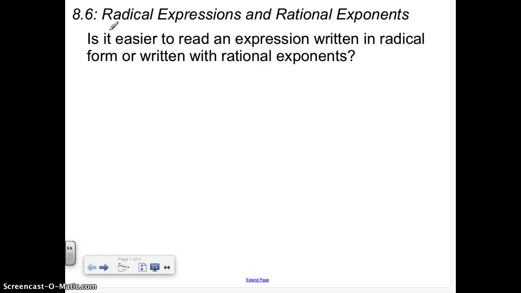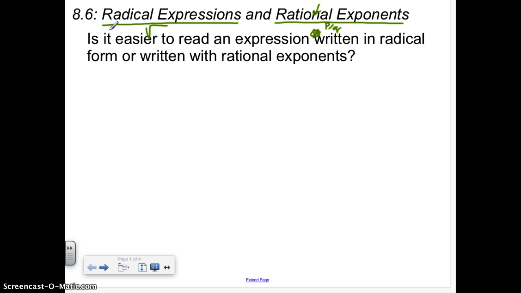Okay, so 8.6 is radical expressions, so that's one part of what we're talking about. And rational exponents. That sounds kind of cool, a little tongue twister of sorts, but really what we're talking about is radicals. And rational exponents means that we have some number raised to a fraction. That's what that word rational implies, that word ratio.